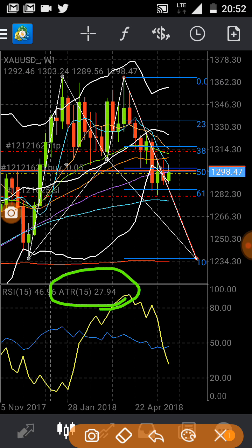15, 27.94. That is saying on my indicator, I'm doing the average true range on a 15 period, and that is giving us a calculation of it moving at an estimated price range of $27.94 on a weekly period. This is its average moving price. It's not the actual moving price, it's an average. So on average we're moving at more or less this price on a weekly basis.